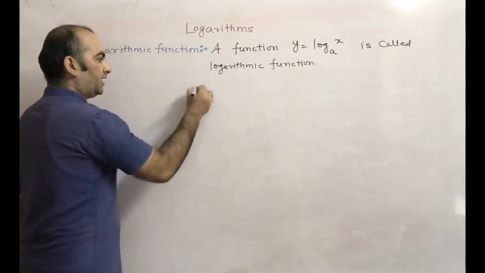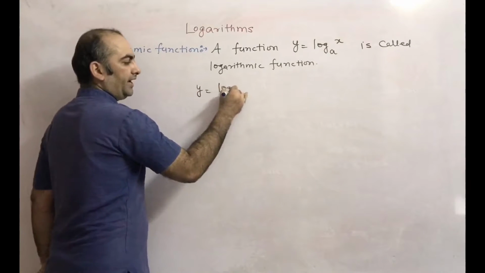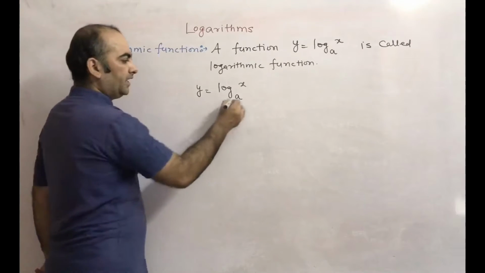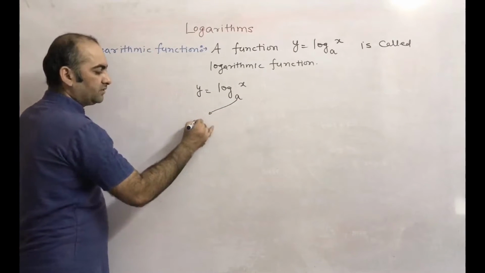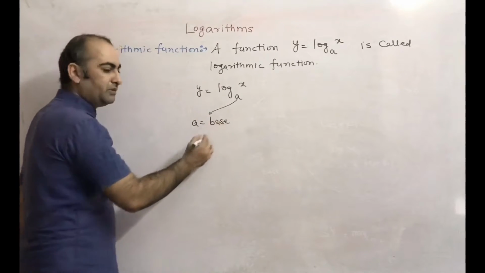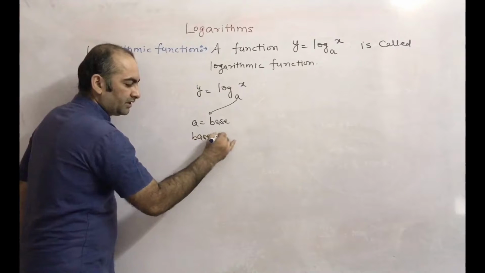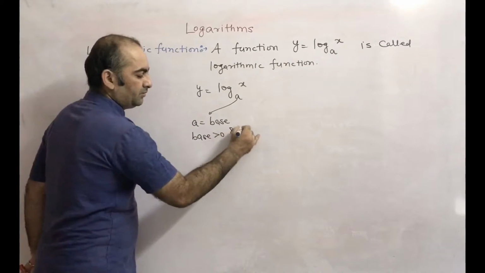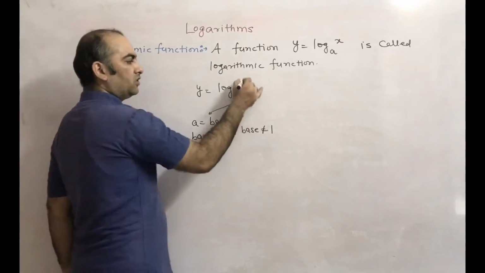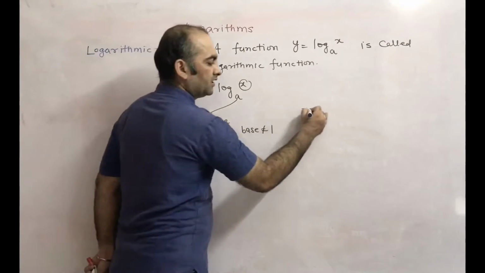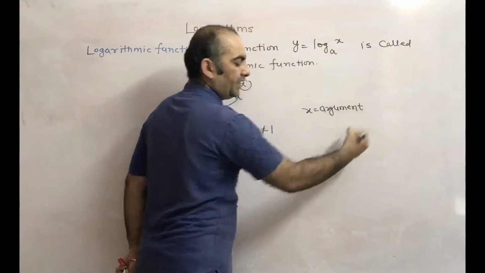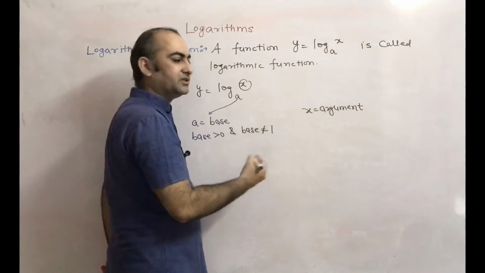So y equal to log x to the base a is called a logarithmic function, where a is called what? Base. And here the base should be greater than 0, and the base should not be 1. And x is called what? Argument. And here the argument should be greater than 0.